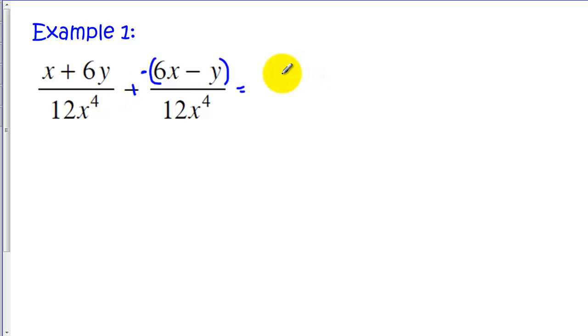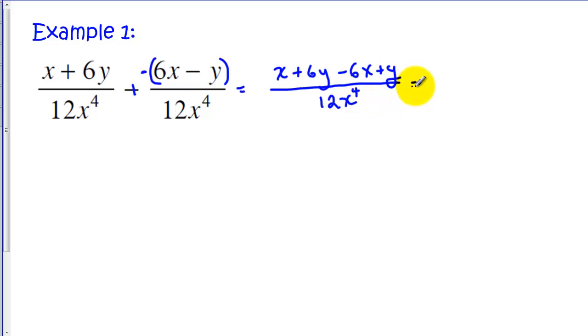If we add across the top, I've got x plus 6y. Now I have to distribute my negative. So negative 6x, and negative times negative y would be plus y. And that's over our common denominator. Now we just add like terms. x minus 6x would be minus 5x, and we have 7y's over 12x to the 4th. We can't simplify because there's nothing we can factor out of the top, so there's nothing we can cancel. So that would be our first example.